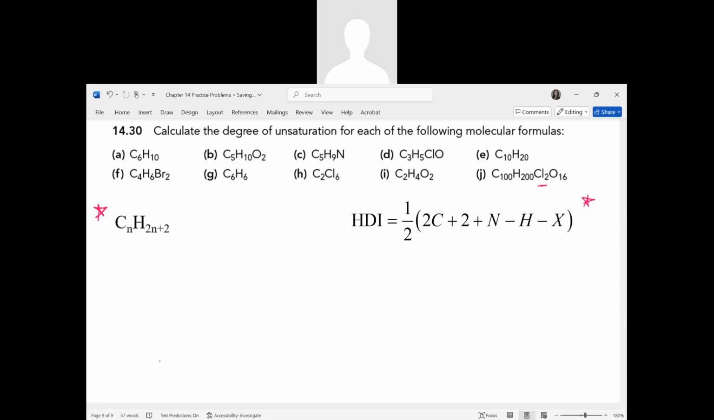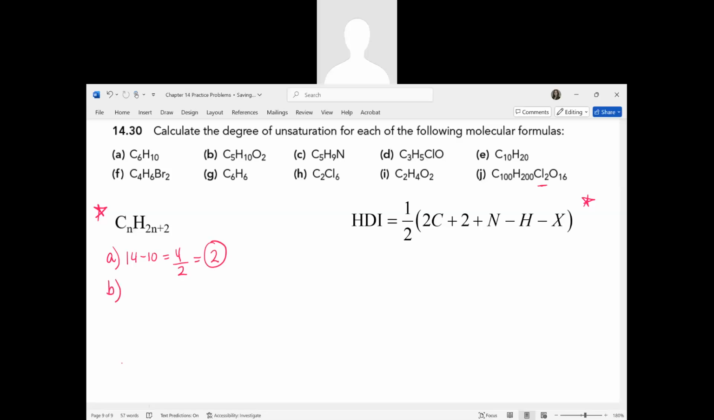Let's take a look at A. Our rationale here is if we plugged in a 6 for carbons, we would have to have 14 hydrogens. So 14 minus 10 is 4, and for every degree of unsaturation, 2 hydrogens are removed. So we have 4 divided by 2, and our degree of unsaturation will be 2 for compound A. Let's take a look at B.